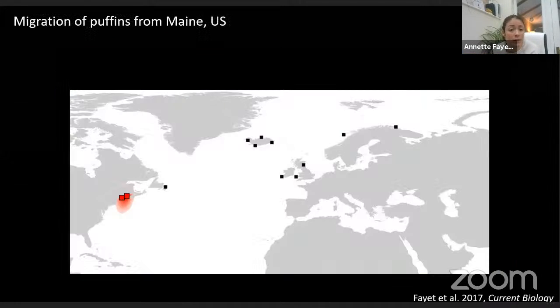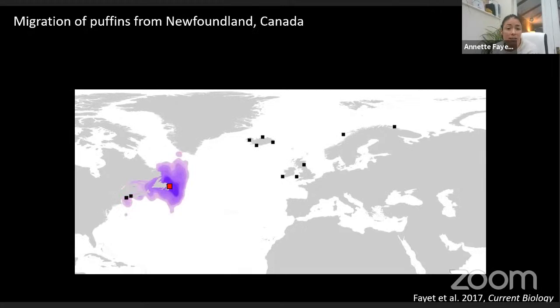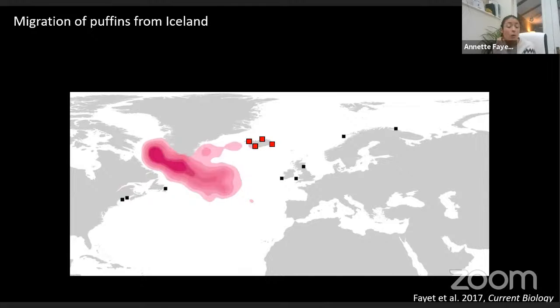And here are some of the results that we got. So for example, puffins from the Bay of Fundy in the US almost didn't migrate anywhere. They just stayed near the colony for the whole year. And this is data from birds from Newfoundland. So they went a little bit further, including in the Labrador Sea. And these were four colonies from Iceland, and they all went to the Labrador Sea. So all the Icelandic puffins seem to do the same thing.